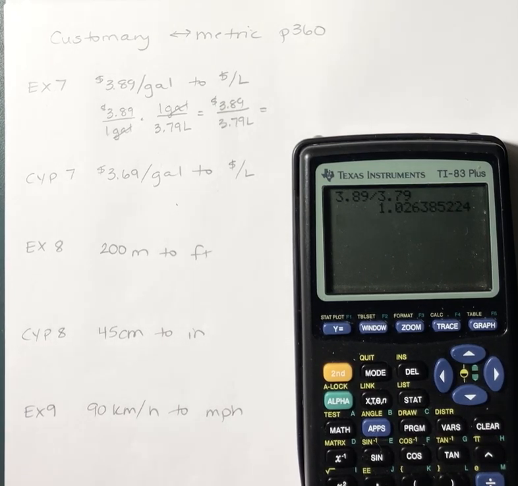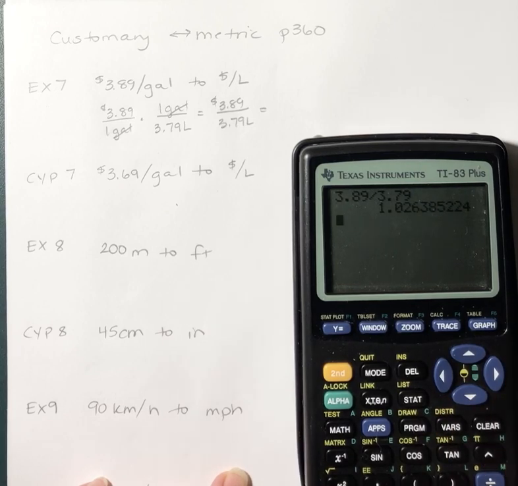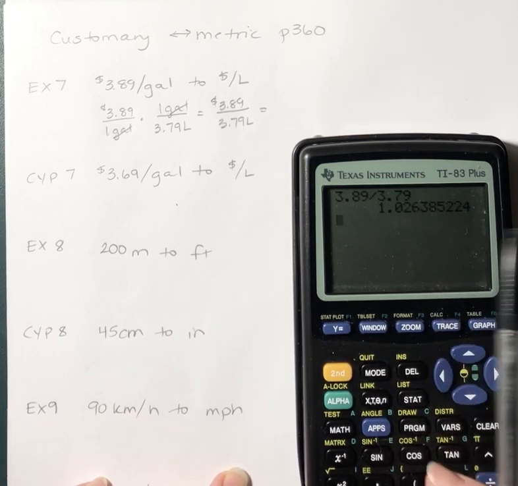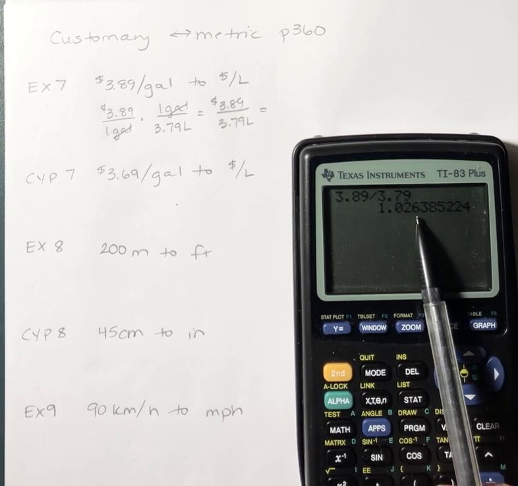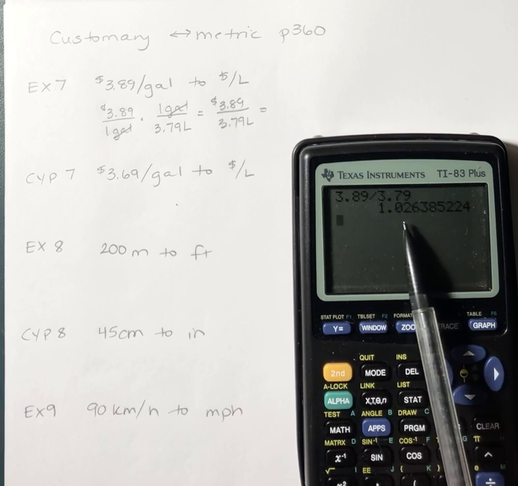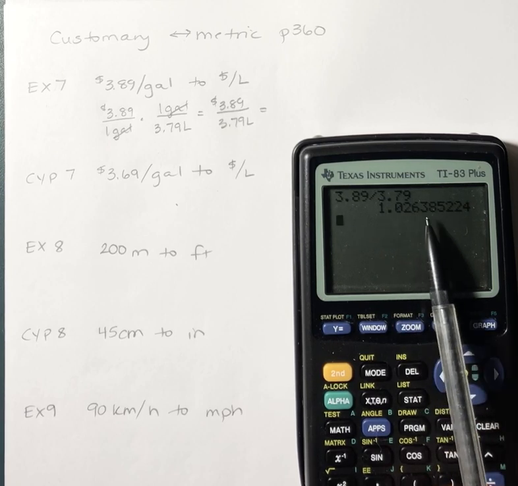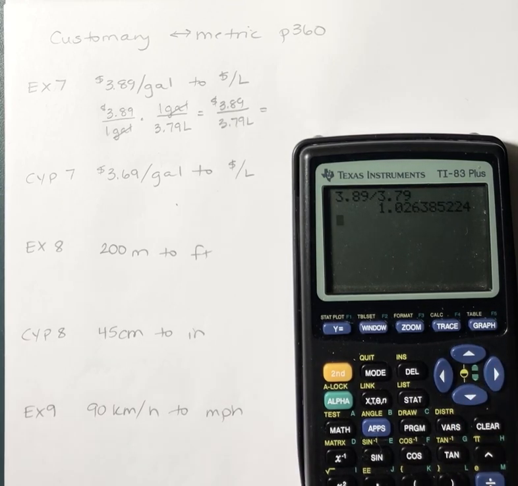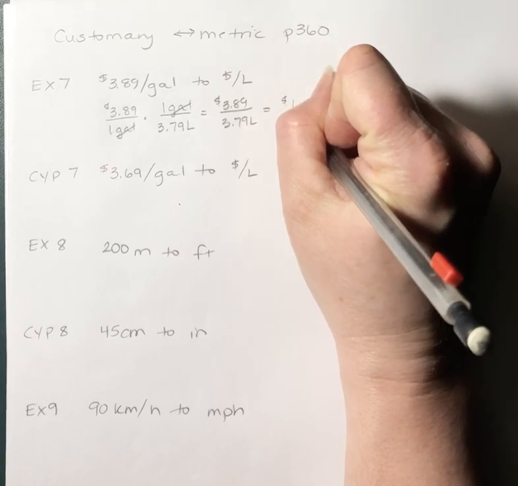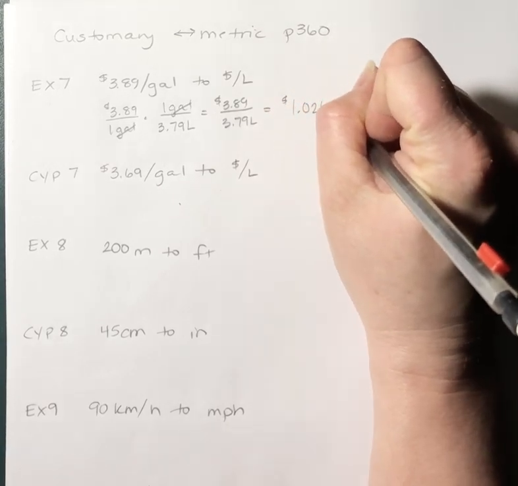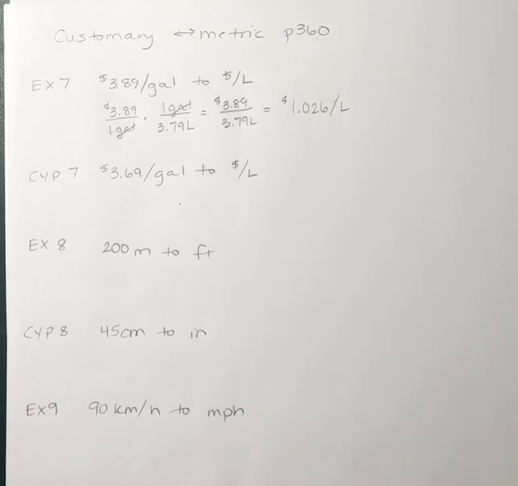And example 7 says round to the nearest cent, or excuse me, round to the nearest tenth of a cent. So the nearest tenth of a cent actually takes you to 3 places. And if you know anything about gas prices, that's actually how they measure gasoline prices, to the nearest tenth of a cent. So my answer for this one has to be 1.026 dollars per liter.